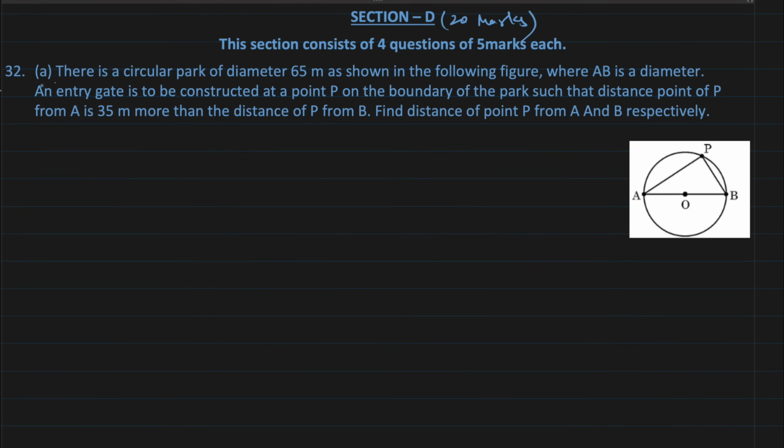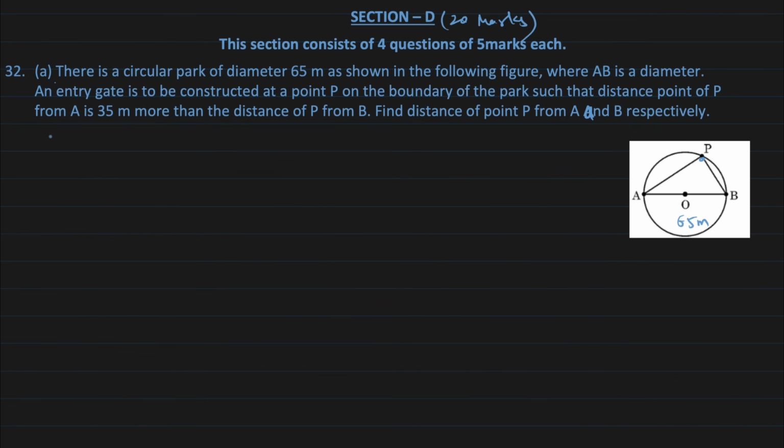There is a circular park of diameter 65 meter. So this AB is 65 meter as shown in the figure, where AB is the diameter. An entry gate is to be constructed at point P. यहाँ पे they have to make a gate on the boundary of the park such that a distance of point P from A is 35 more than the distance of point P from B. Find the distance of this P from A and B. Okay, let's start it. So what do you start with first?